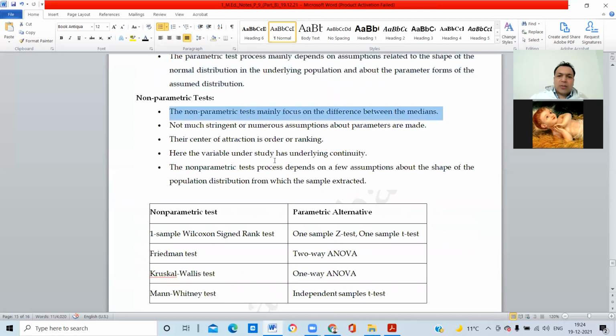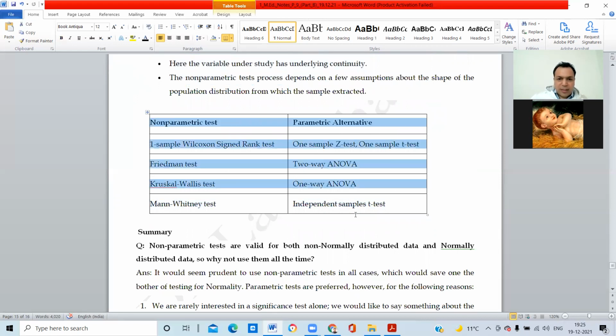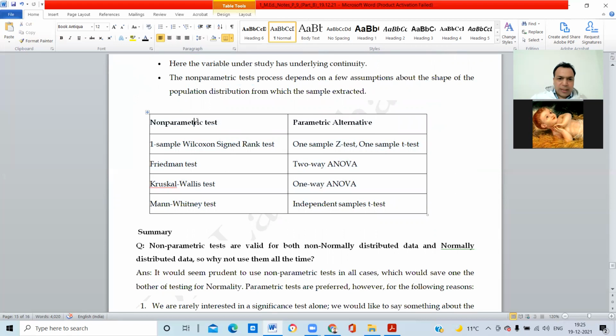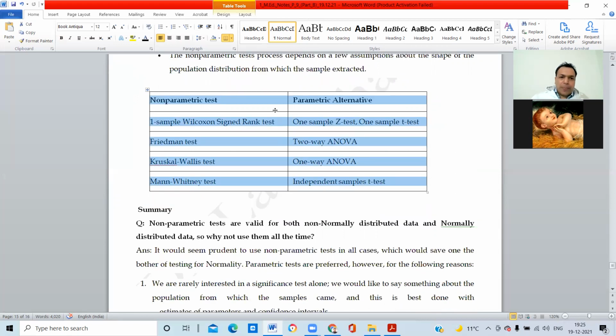Non-parametric tests mainly focus on the difference between the medians. Right? These things you have to learn and you have to write, guys. If you learn this, it is also important. This is something tedious, and you just have to remember it.